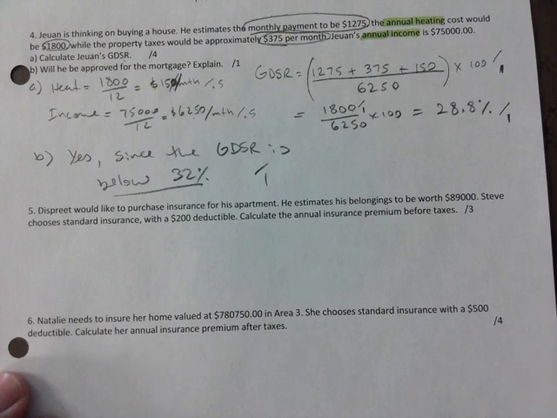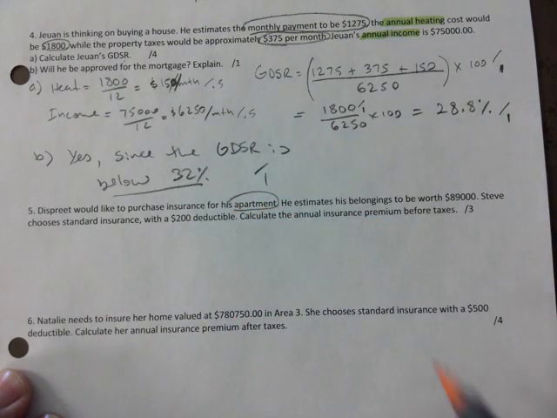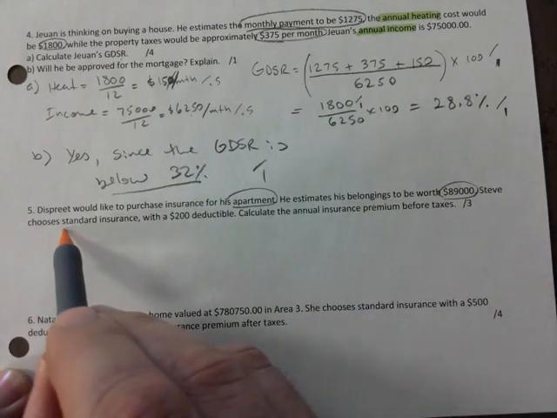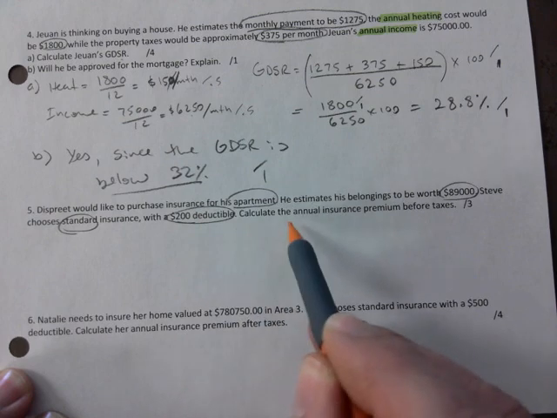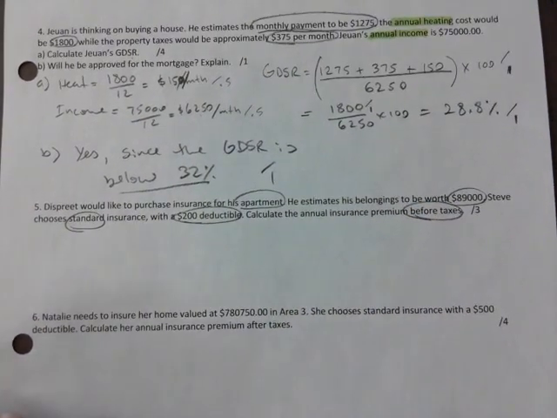Steve would like to purchase insurance for his apartment. Oh, that's apartment tenant insurance. He estimates that his belongings are worth $89,000. Steve chooses standard insurance, $200 deductible. Calculate the annual insurance before taxes. We have everything we need now. So let's see how you did.